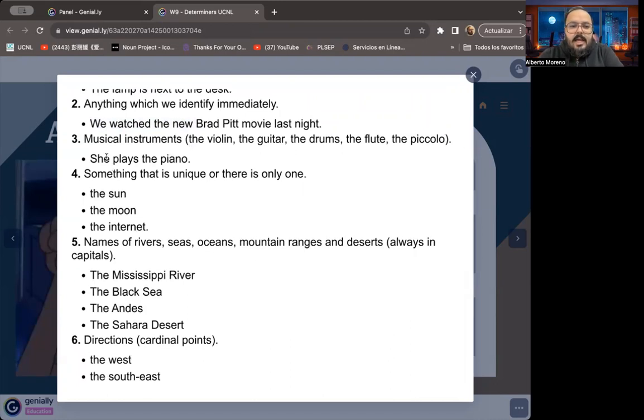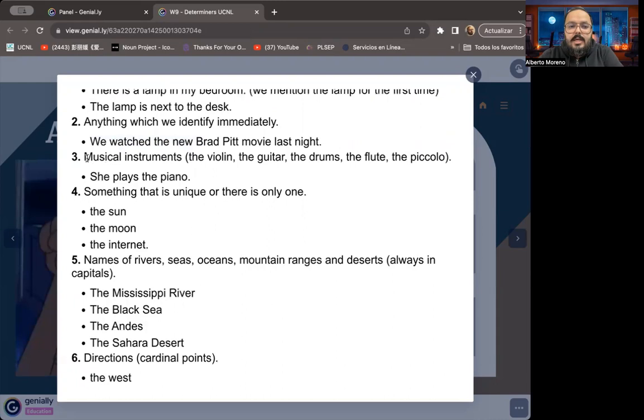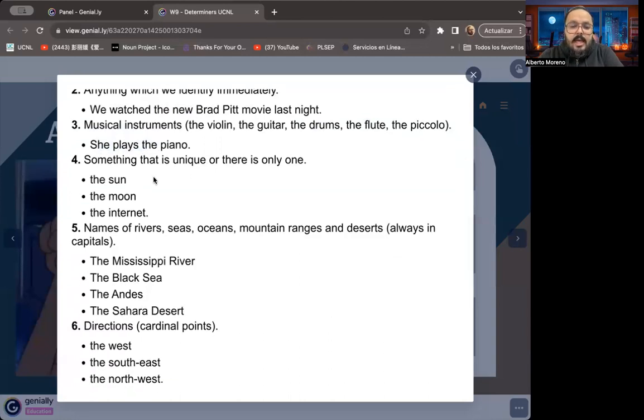Number three. It also says the definite article is used for musical instruments. For example, the violin, the guitar, the drums, the flute, the piccolo. Example, she plays the piano. Why is the definite article used with musical instruments? Well, because if we talk about a very specific musical instrument, we are already determining which instrument we're talking about, so that's why we have to use the, okay? And not the other one, which is the indefinite.